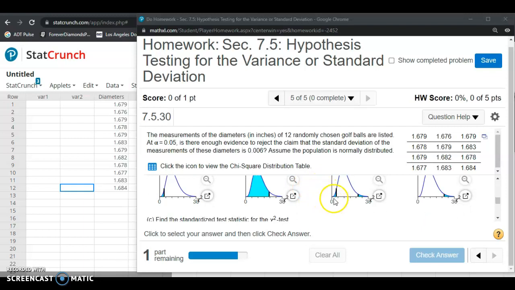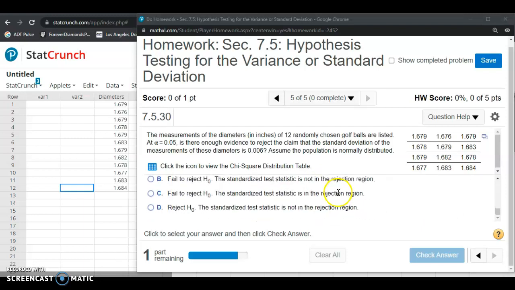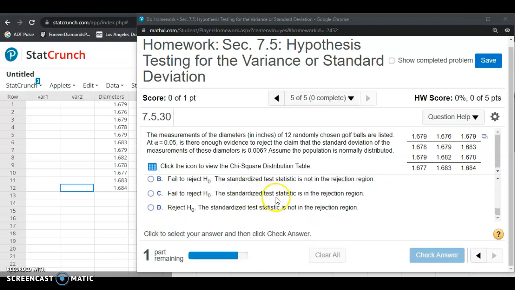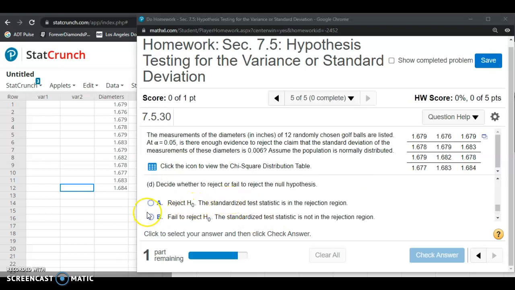So this test statistic falls in the left tail of our rejection region. So we would reject the null hypothesis, meaning the test statistic is in the rejection region. So read these answer choices carefully and select the best answer. Answer choice A is the best answer.